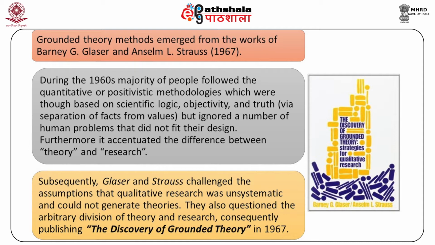Subsequently, Glaser and Strauss challenged the assumptions that qualitative research was unsystematic and could not generate theories. They also questioned the arbitrary division of theory and research, consequently publishing The Discovery of Grounded Theory in 1967. This book was the first major publication detailing grounded theory. It described the guidelines for conducting qualitative research using grounded theory and depicted that grounded theory contains both positivistic as well as interpretive elements.